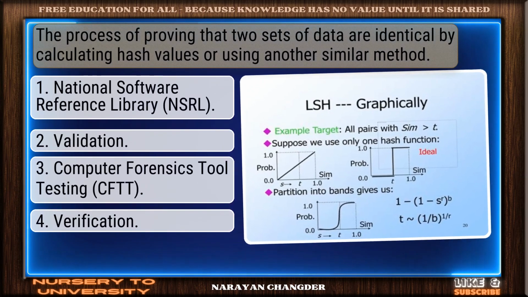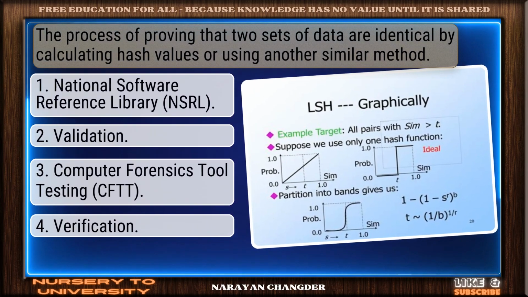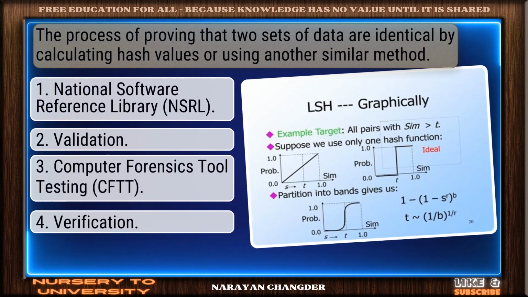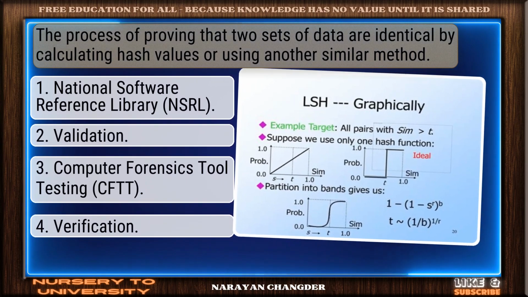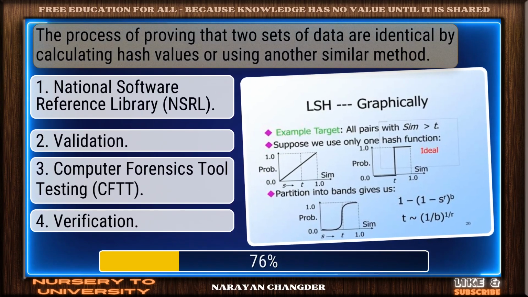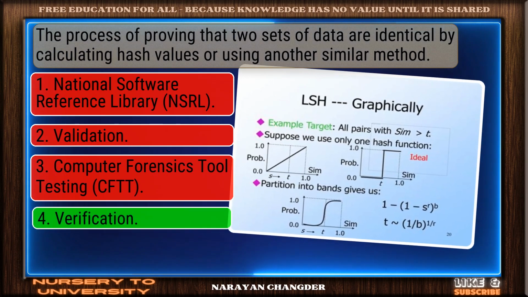Question number 14. The process of proving that two sets of data are identical by calculating hash values or using another similar method. Good thinking. Verification is the right answer.